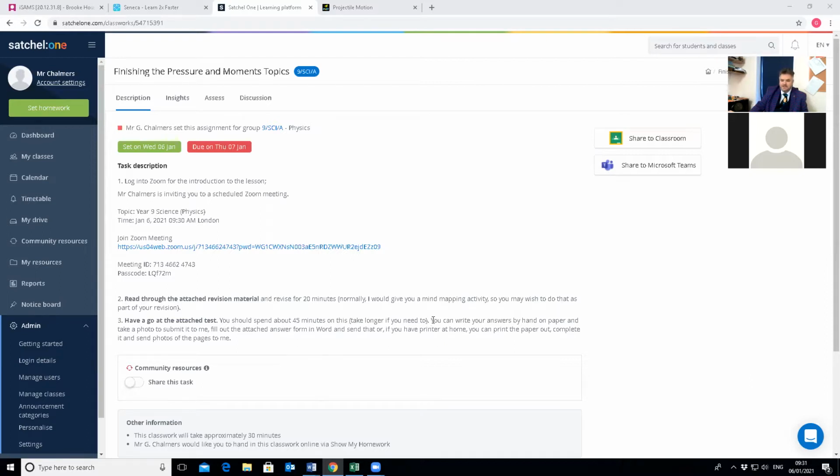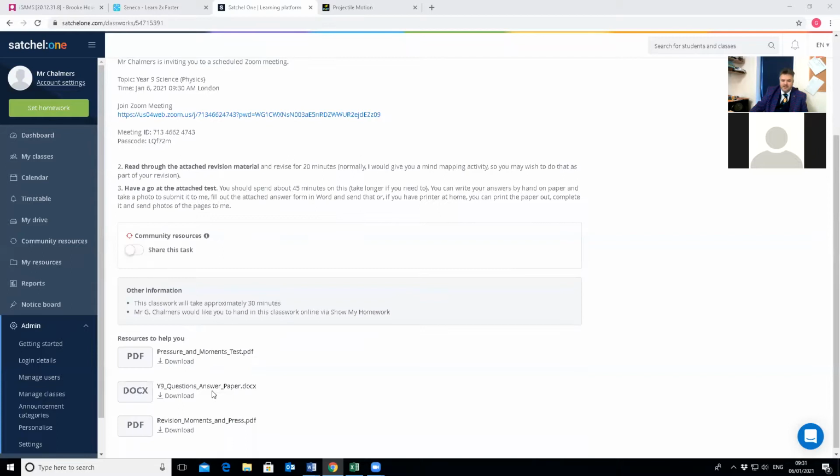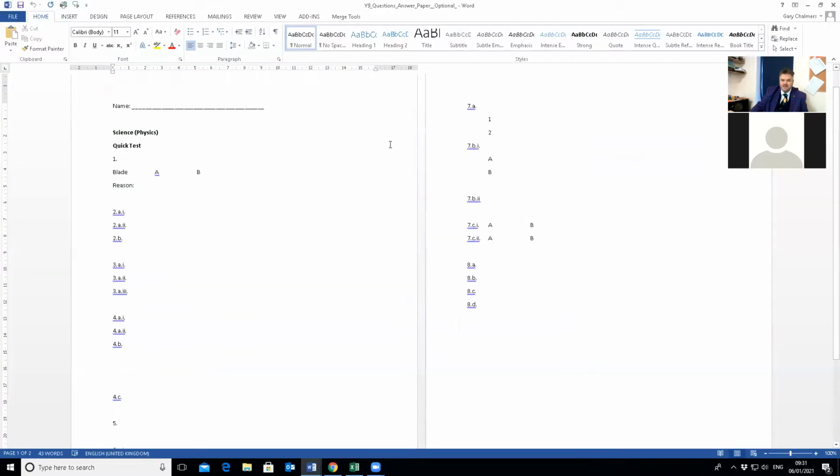Now, when you submit your answers to your test, you can write it by hand on a piece of paper, take a photo and submit it to me as a picture file or as a PDF. But I've also given you on your download list an answer paper, which is just a Word document with the questions already written down on there, with the question numbers already written down. So it gives you another way of submitting answers if you find that easier to do. At the end of the day, I'm trying to make it as easy as I possibly can for you. But I would like you to make sure you get this done because we're moving on to the thermal energy topic next week.